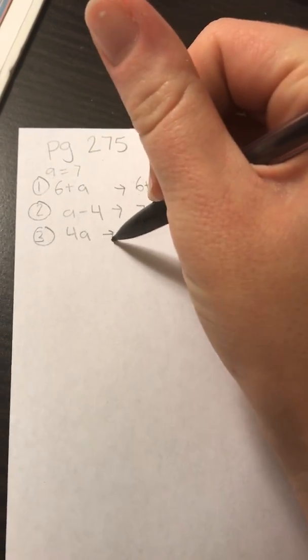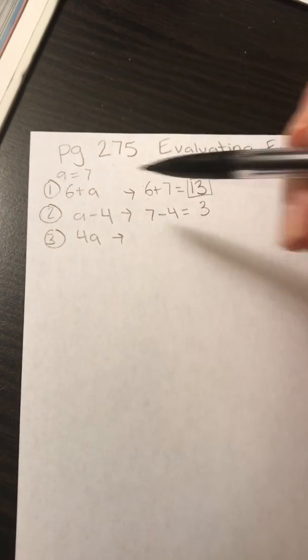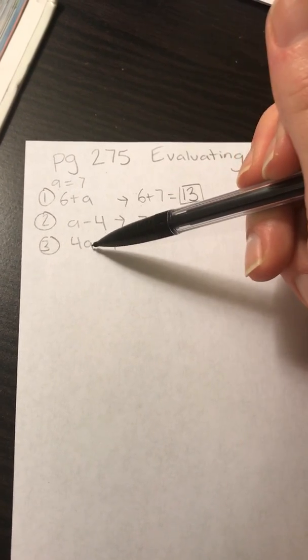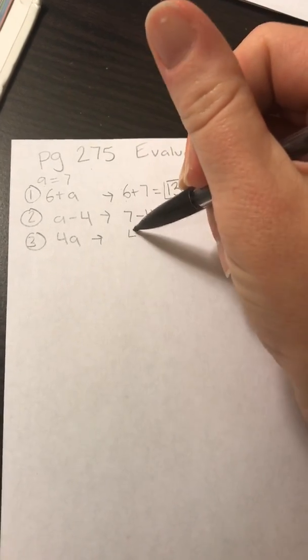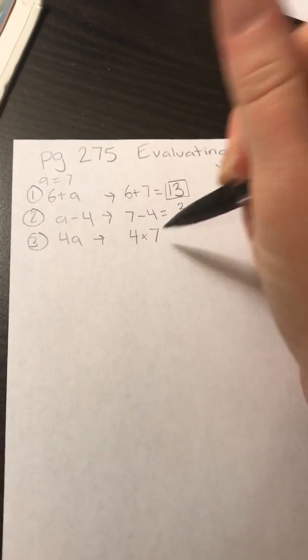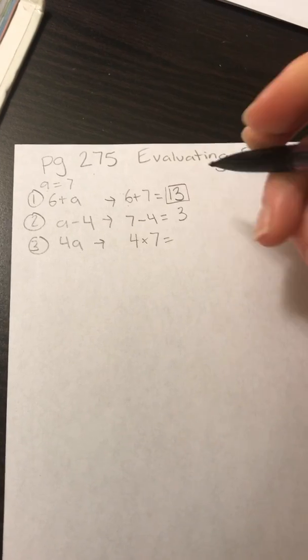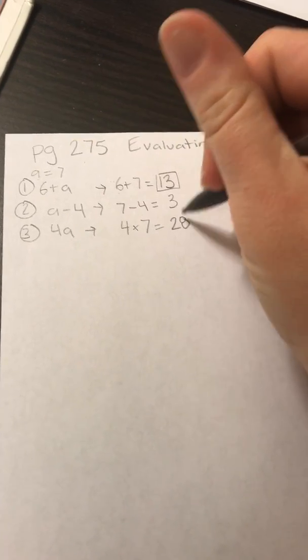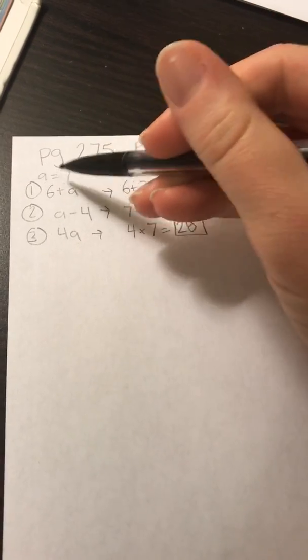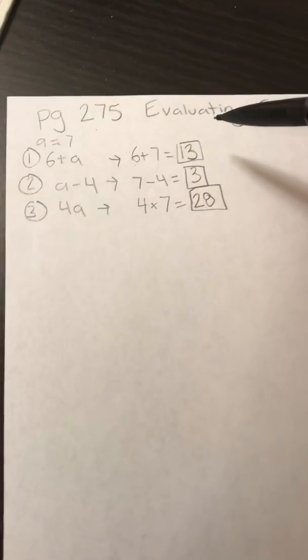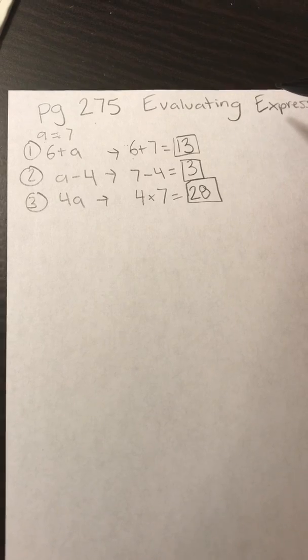Now we have 4 times a. You know it's times because they're sitting right next to each other, so that means multiplication. So then you have to figure out what 4 times 7 is. 4 times 7 equals 28. So these are your answers, and we knew that because our key or our rule told us that a equals 7. All right? These are small ones. Now they only get bigger from here.